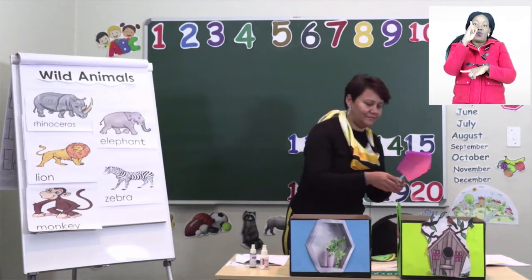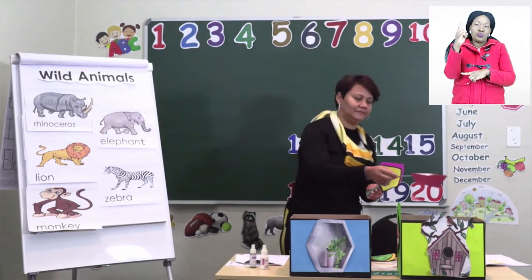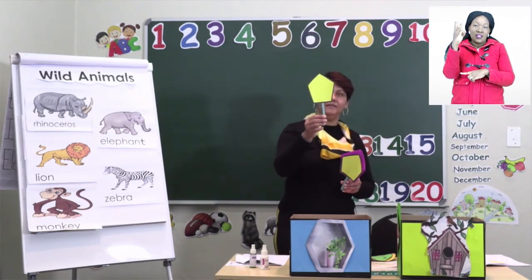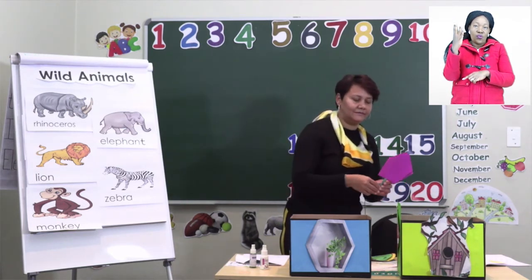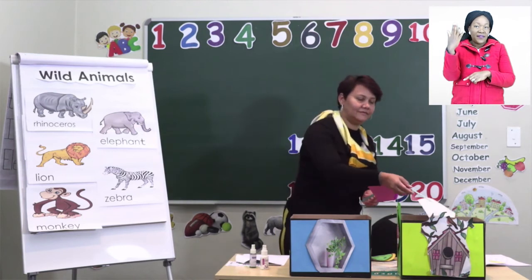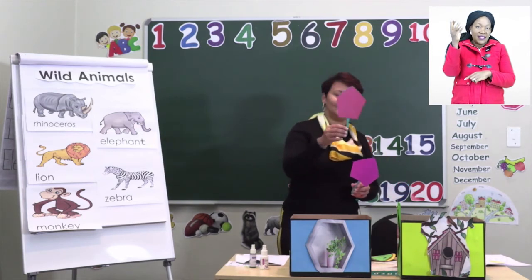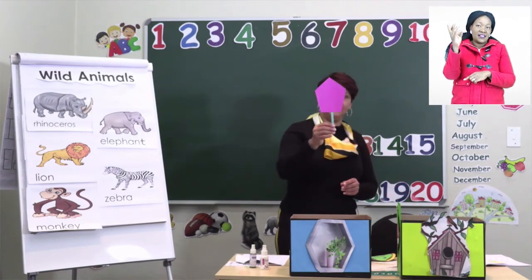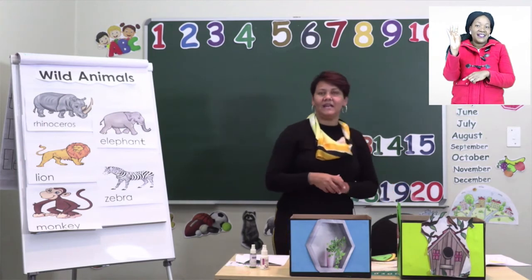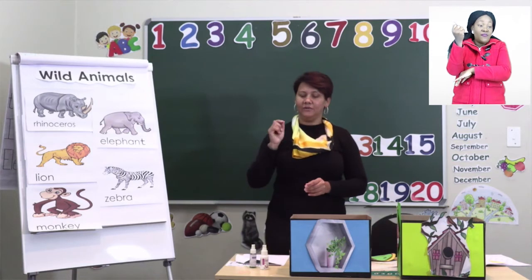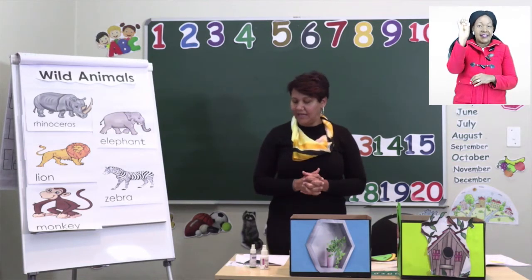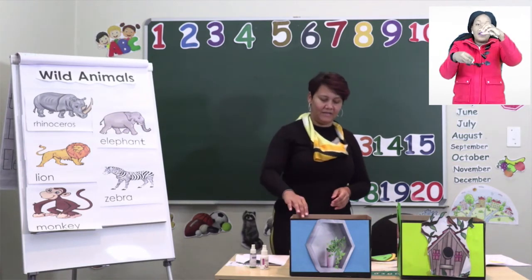1, 2, 3, 4, 5, 6, 7. You must count your pentagons on your page and make sure that you have exactly that amount, and then you fill in the number on your page.